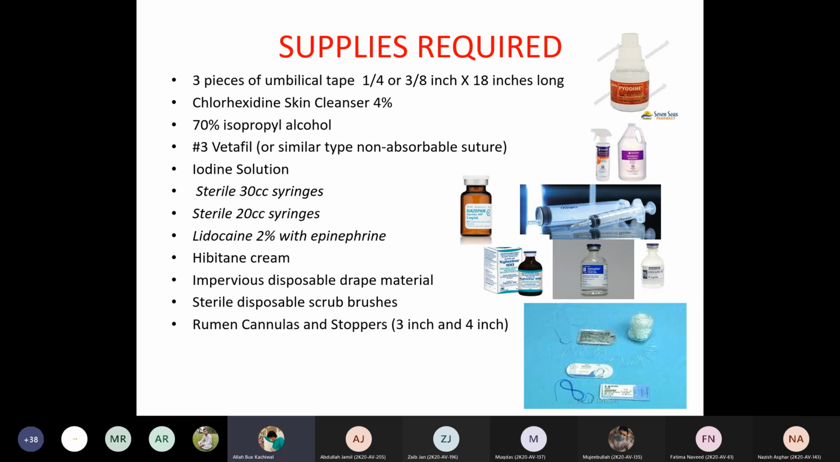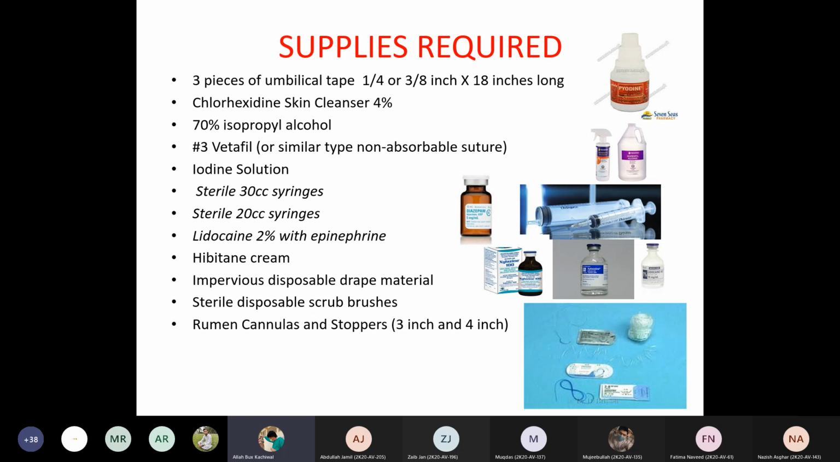Mixed with the epinephrine is more effective and gives you good results. Lidocaine cream can be applied, and that is needed whenever you are fixing up the cannula or a fistula. Impervious disposable drape material means you have to perform a dressing of the area, so you have to apply the drape which has to cover the portion that is exposed on the animal.